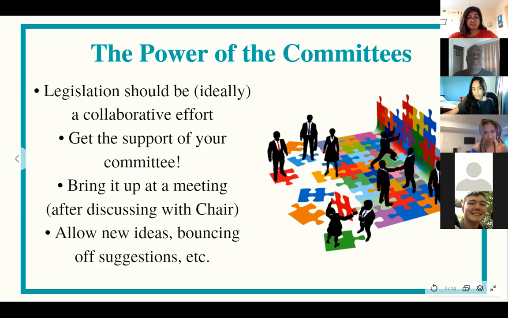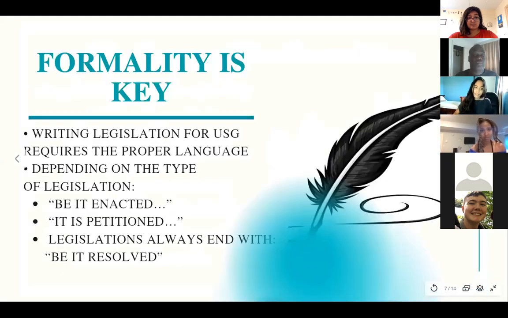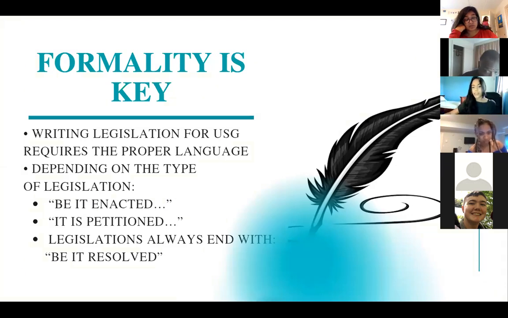So next we have: formality is key. Writing a legislation for USG requires proper language depending on the type of legislation. For resolutions and legislations as a whole, we will say "be it enacted" if it is an act, and if you're writing an act, you will also mention its petitions. And legislation, no matter if they are acts or resolutions, will always end with "be it resolved" and then the following sentence.